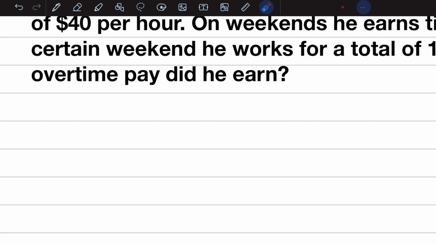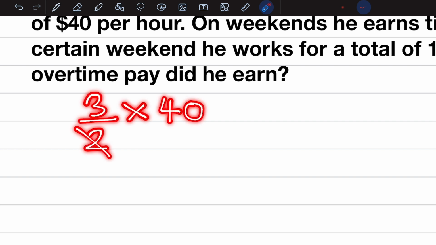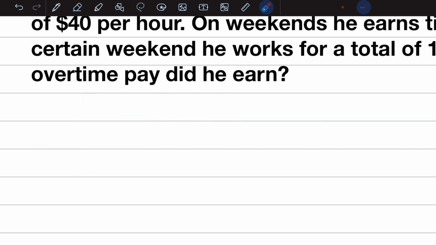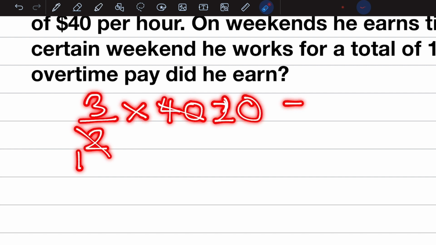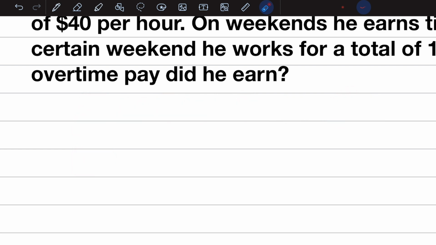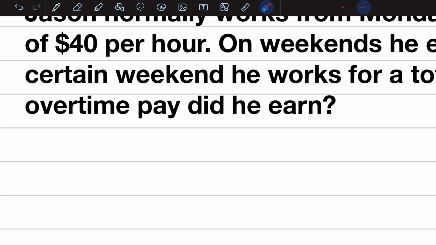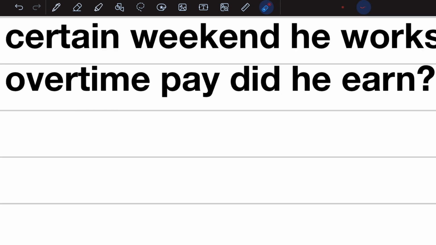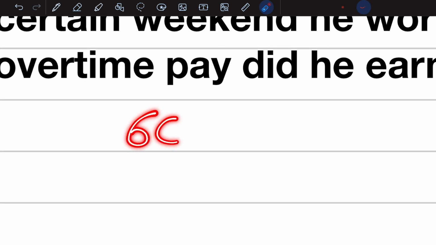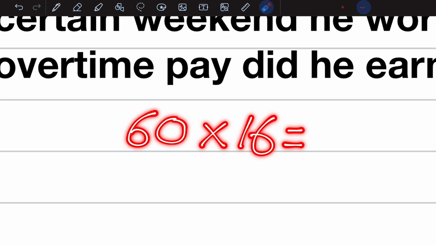So we'll start off with the calculations for time and a half, or the overtime rate. That's 3 over 2 multiplied by the basic rate. 2 into 2 is 1, 2 into 40 is 20. So 3 times 20 we know is 60, so that's $60 per hour. Right, that's $40 per hour for 16 hours, so he's working for $60 per hour for 16 hours. This will give us his earnings. That will be 60 times 16.